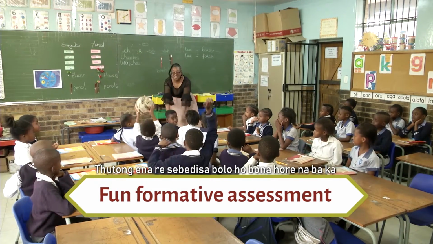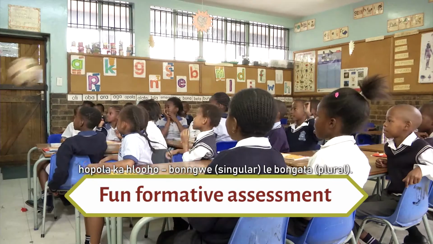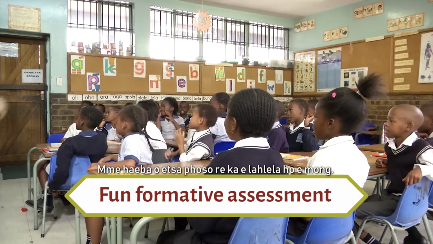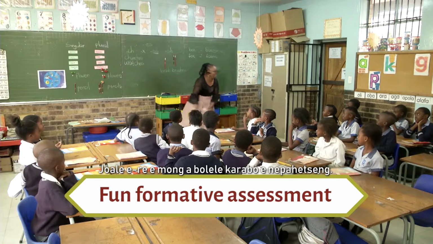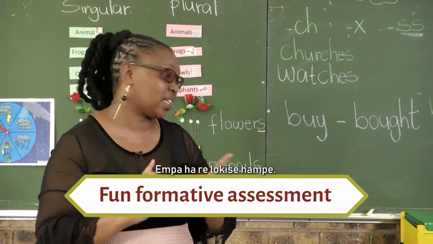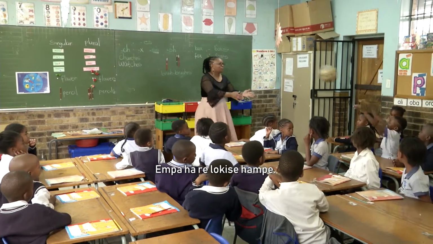So in this lesson we use the ball toss just to check if they can remember singular and plural from the top of their heads. And if you make a mistake, we can throw to another one, then let that one say the right answer, and we throw it back to you. So it's part of correcting, but we are not correcting roughly, we do it nicely.